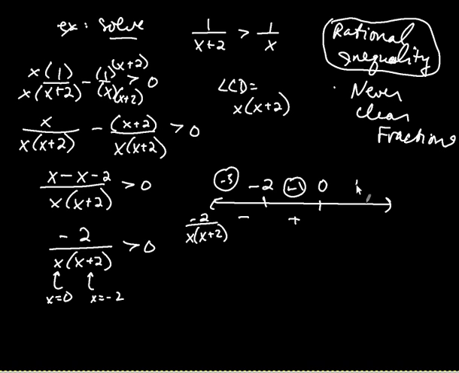Go on to greater than 0. Pick a test point of maybe 1. So this is negative. 1 is positive. 1 plus 2 is positive. And a negative divided by a positive is a negative. So we go back to our original problem. The original problem said, when is that whole thing greater than 0? And I can see, right, greater than 0 in this interval right here. So my solution is all the numbers between -2 and 0.